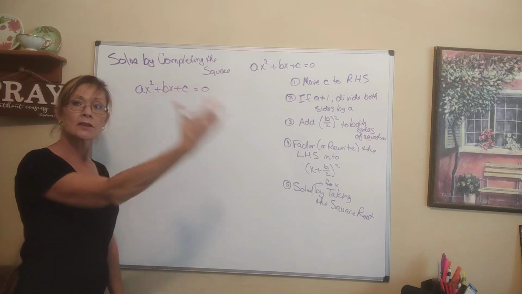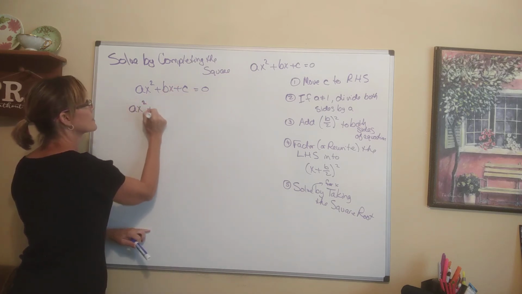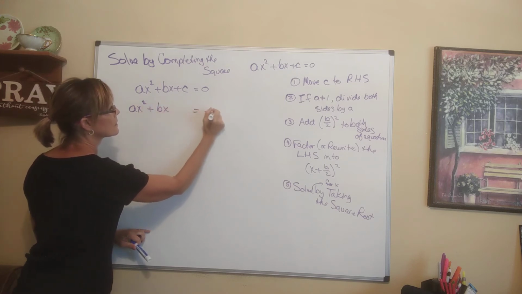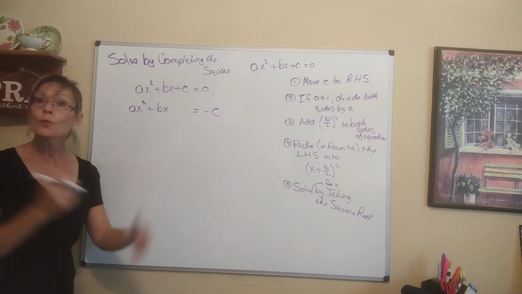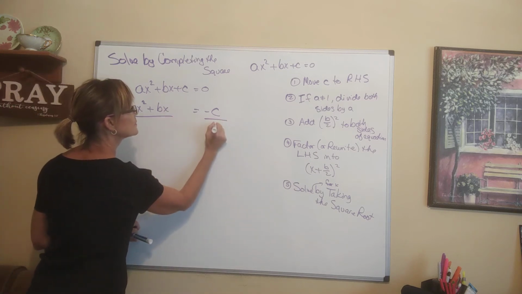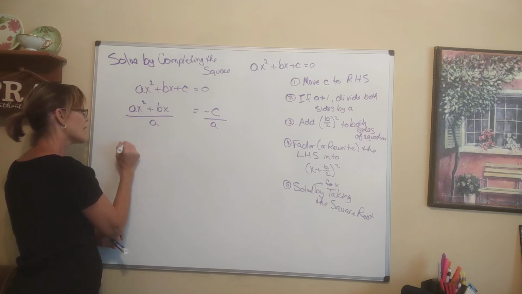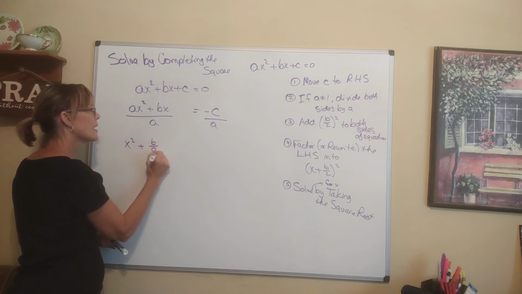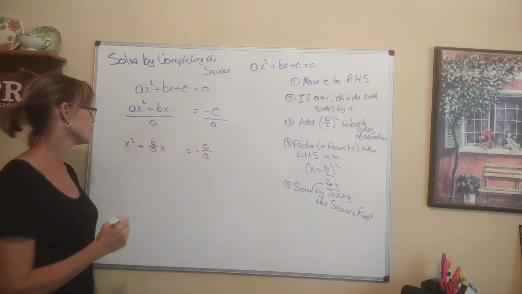So let's move c to the right-hand side. So we'll subtract c. Now, if a is not 1, divide both sides by a. I don't know what a is, so I'm going to divide both sides by a. That gives me a over a is just 1, so I get x squared plus b over a times x is equal to negative c over a. This is what I've got so far.